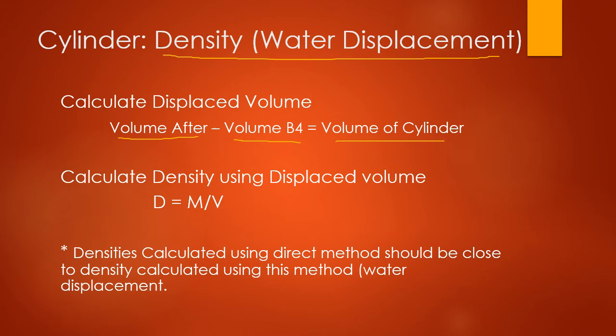So now you're going to calculate the density of the cylinder once again. You're going to use the same mass from the previous slide, that mass of 207.880 grams. But now the volume you're going to use is the volume that you just figured out above by subtracting the water level before from the water level after. Now your density calculated using the direct method, which was using the caliper, using the ruler, should be very close to the densities that you're calculating here using the water displacement method. They should be very close to one another. We're just utilizing two different methods.